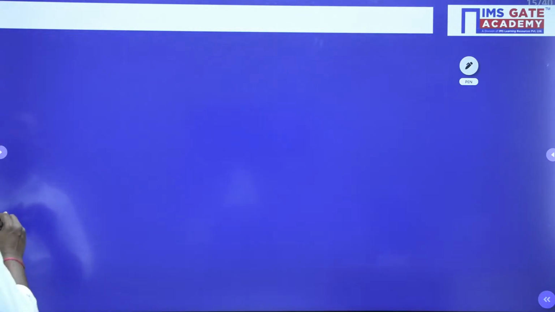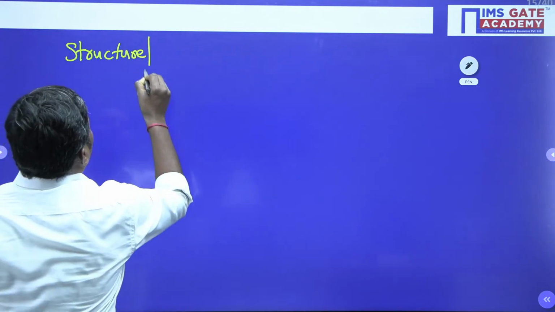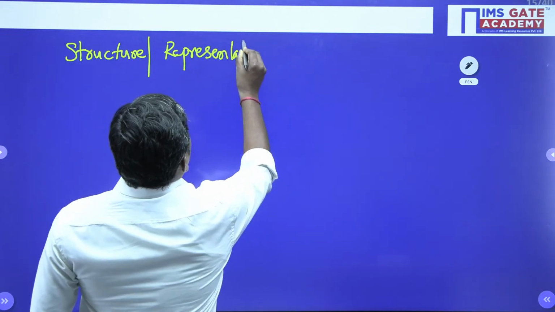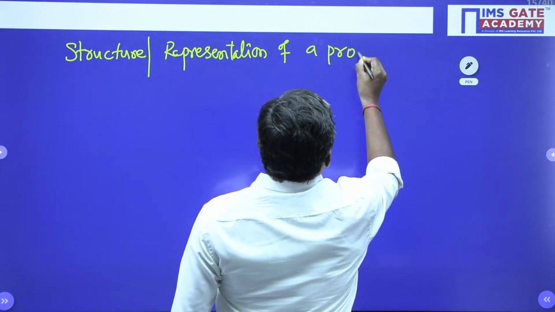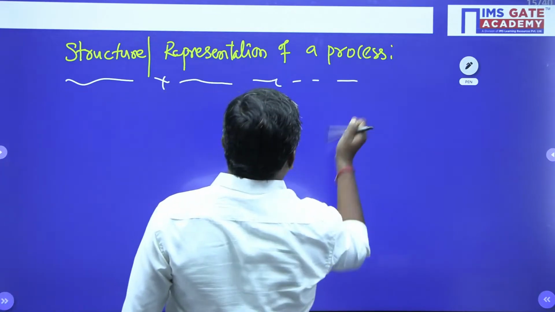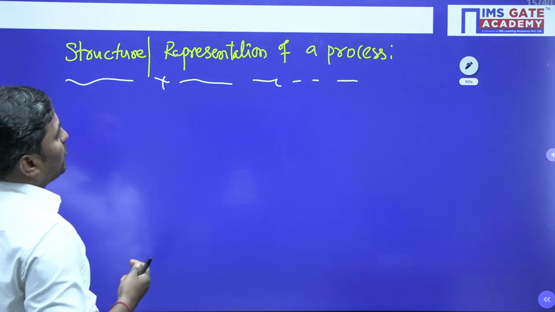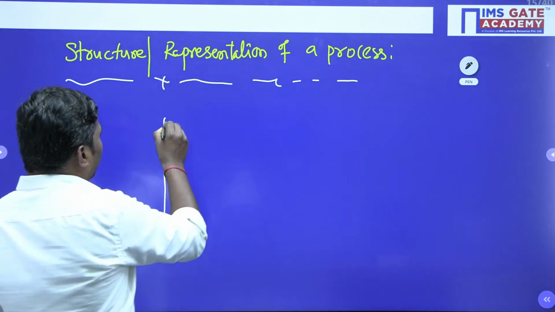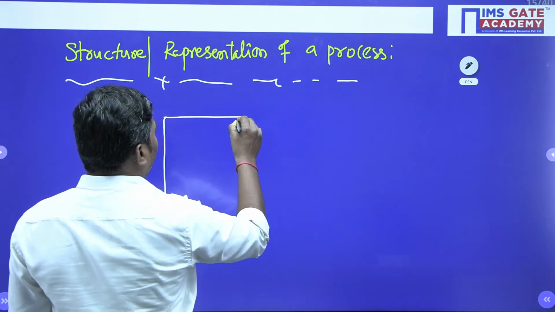Let's observe the structure or representation of a process, because the definitions of a process we already know. The various definitions of a process we have observed already. The structure or image of a process is also something to understand. Image of a process is what we can understand here.